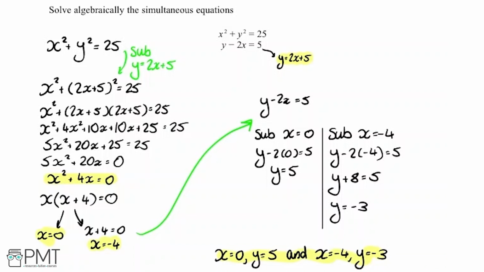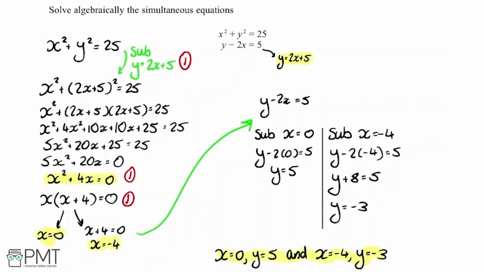So we got our first mark here for subbing in y equals 2x plus 5, eliminating the y value to get an equation just in x. We then get a second mark for going through this process, so expanding and simplifying down to get a quadratic like this.